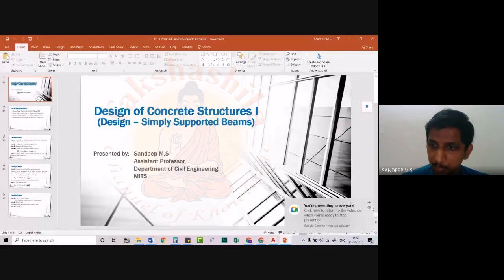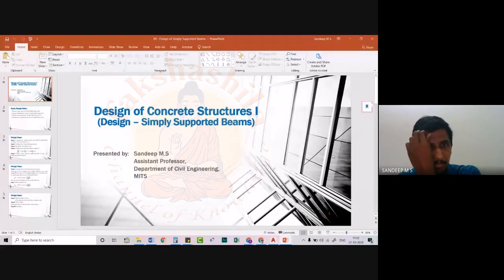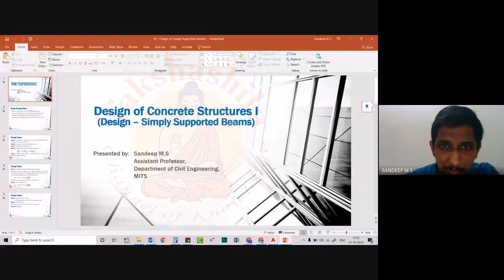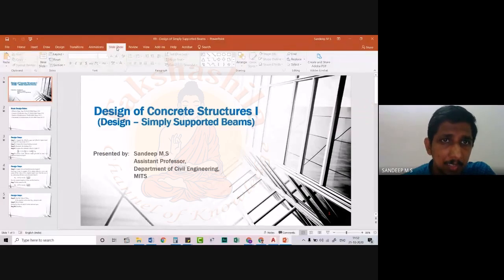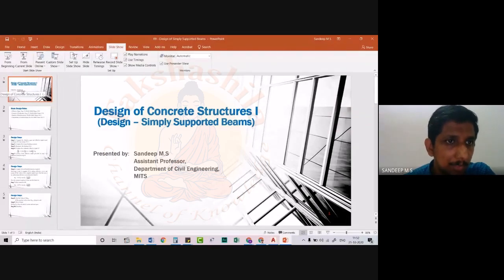Okay, so today, as we told, we will be starting with the complete design of simply supported beams as well as cantilever beams. So we will start with simply supported beam. I have told you to go through some clauses in the code. I hope you have done that from your side.